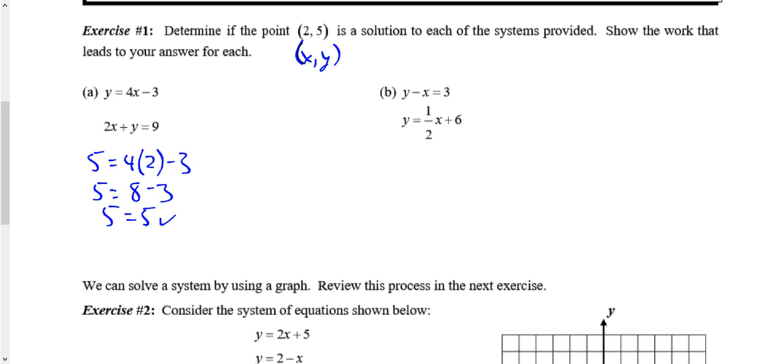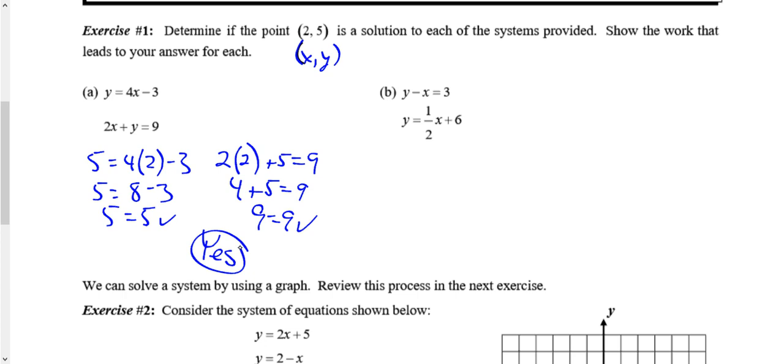So is it a solution to the system? Doesn't the other one have to be true too? Yeah, we don't know yet. We've got to check both of them, right? So let's check this one: 2 times 2 plus 5 equals 9. Does 9 equal 9? So yes, it is a solution.